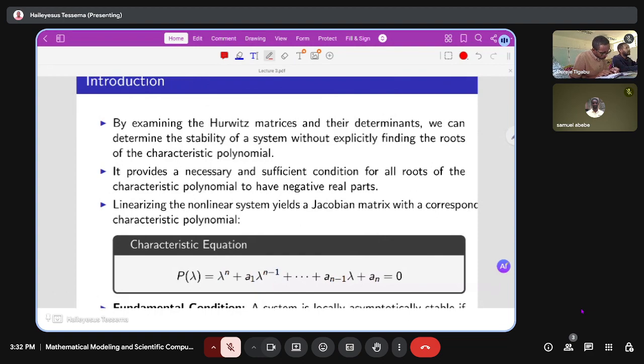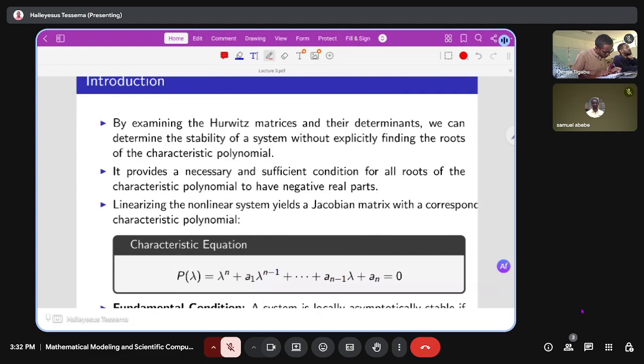So by examining the Routh's matrices and their determinants, we can determine the stability of the system without explicitly finding the roots of the characteristic polynomial. So it provides the necessary as well as the sufficient condition for all roots of the characteristic polynomial to have negative real parts.